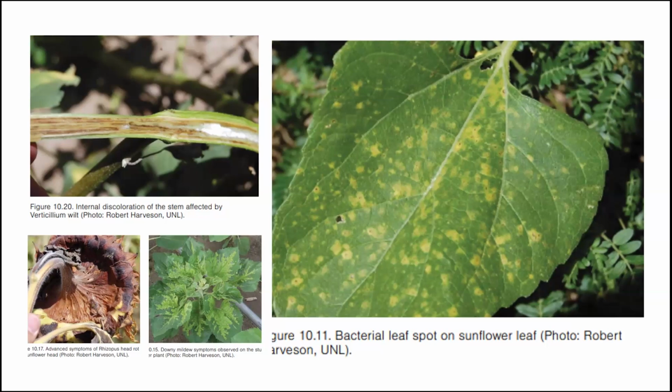Again, extremely uncommon in South Dakota, although they were having problems with it in Iowa this year, or in 23. So I just wanted to throw out a picture of what that kind of looks like. And then the picture on the right is bacterial leaf spot. Again, most of these diseases are super rare in South Dakota, but definitely something to keep an eye out for if you're seeing weird symptoms that you've not noticed before.